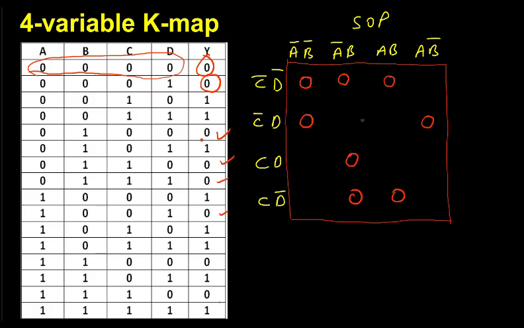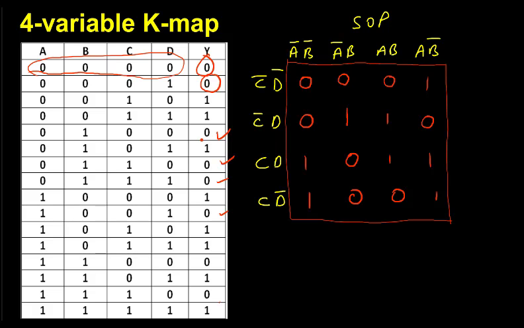So I have done this quickly. These are the zeros. Whatever is left is just 1, so I write 1 in all the remaining cells. This is how we draw the K-map.